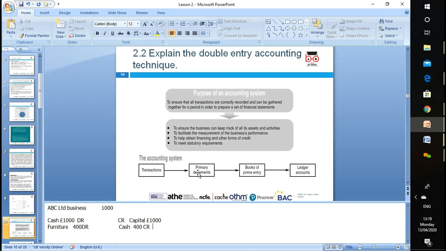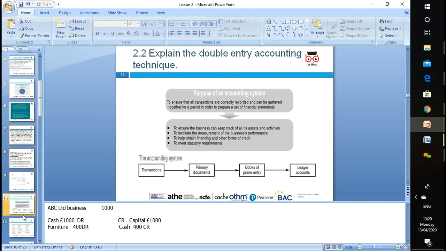Okay, so for transactions, we have then primary document, book of primary entry, and ledgers. Cash is one ledger. So that's debit, that's credit. My net cash is now 600, because 1,000 was debit and credit is a minus now, and now my 600 cash balance is my ledger. In the cash ledger my 600 will go in the trial balance, which I'll explain to you further.